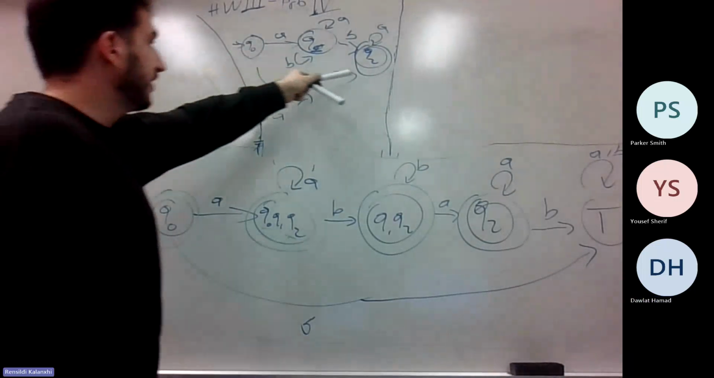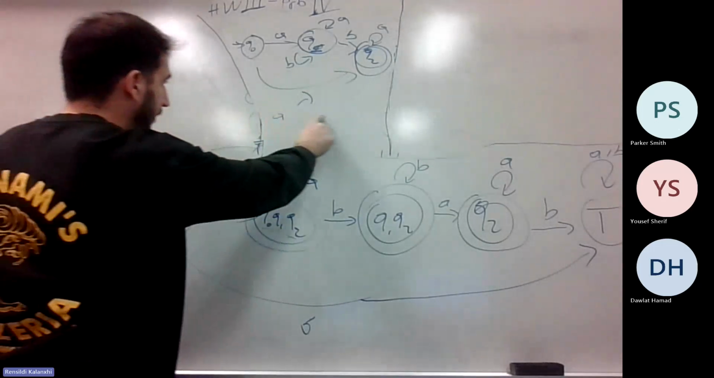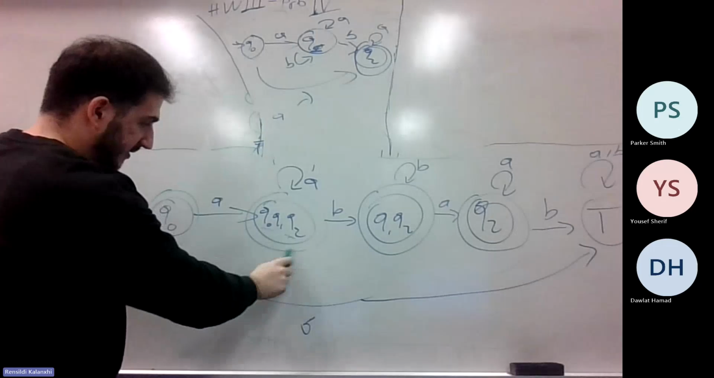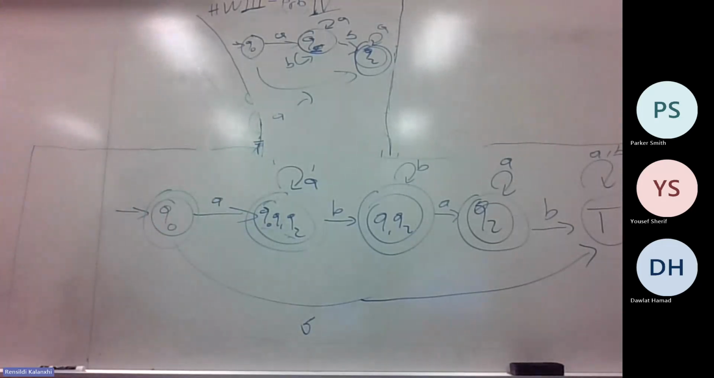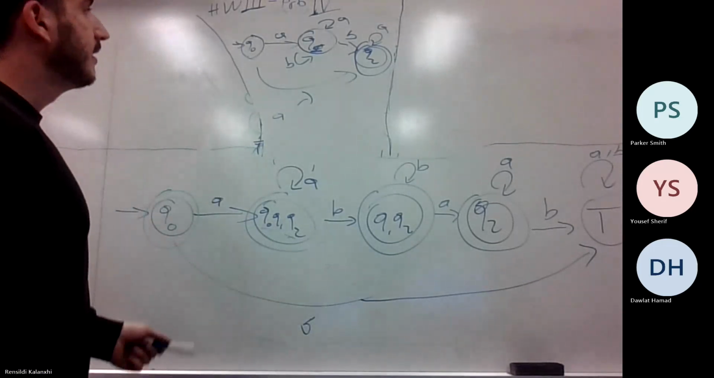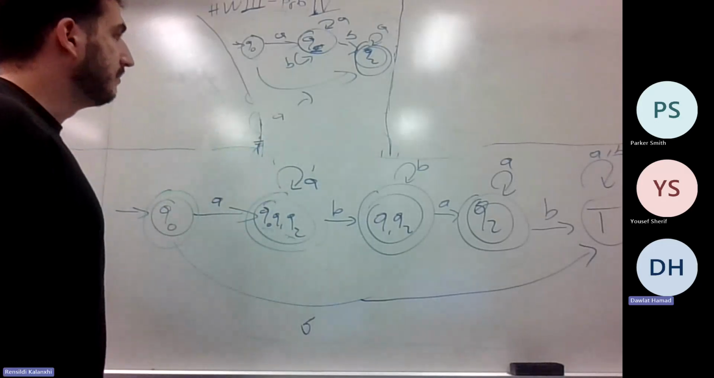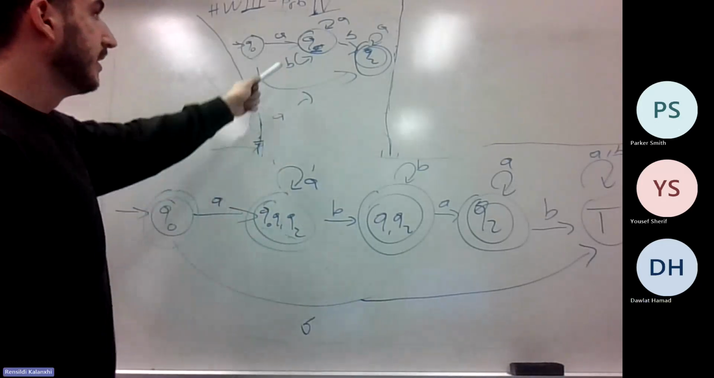But we need A to send it to Q2 because of the lambda transition. So we are sending it to Q2, right? Because this is the final state that we can enter right there. All right, so that's done. So now we have Q1 pointing to itself and B pointing to itself as well, right?